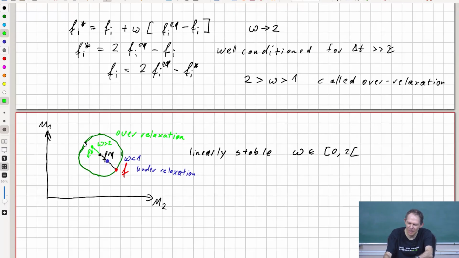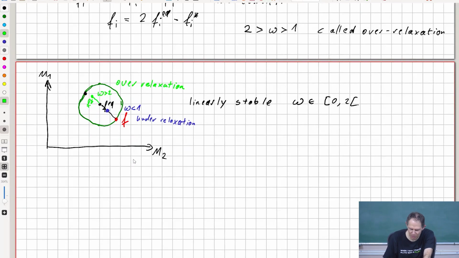So does this mean that we are unconditionally stable? Unfortunately, this is not the case, because we have something else to deal with.